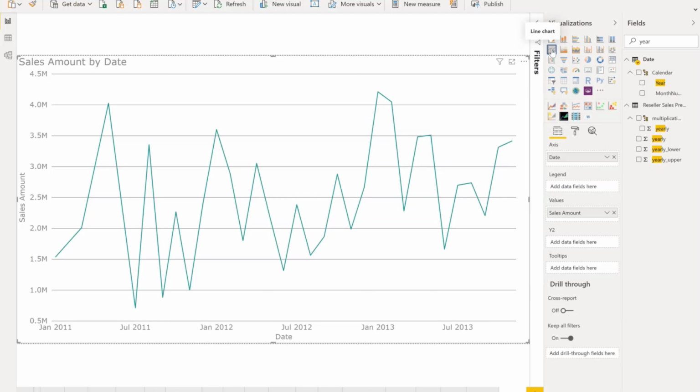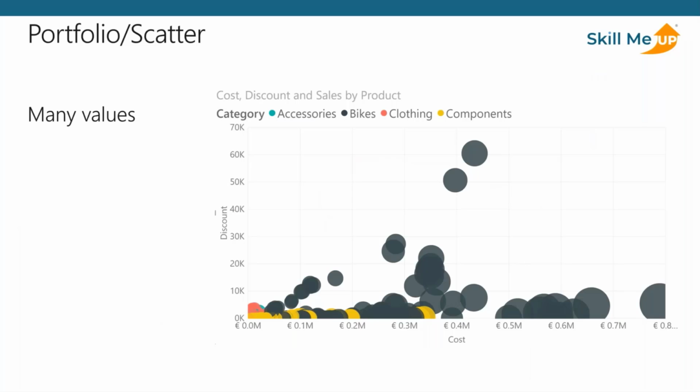Portfolio scatter. This is very good if you have many values, like we have this overlapping here. You see there's a dense area here and not so dense here, or there's a very dense area there. This is good with those kinds of visualizations. You can also have more than two measures simultaneously. So I have the discount amount here, I have the cost here, and the size is the sales. So the third measure is the size. So we have smaller sales here than we have here, and then we can see patterns.